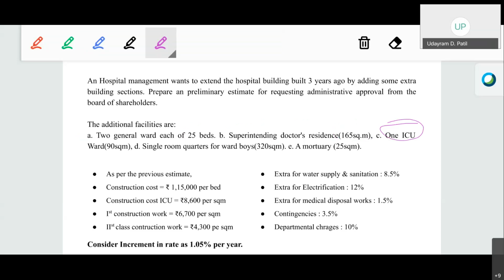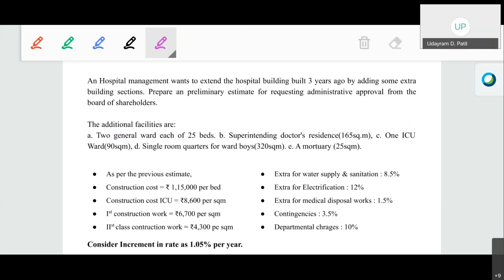Third will be one ICU unit or one ICU ward of the area 90 square meter. Four will be the single room quarters for the ward boys. That will be of the area 320 square meter. And the fifth will be the mortuary with the area 25 square meter.